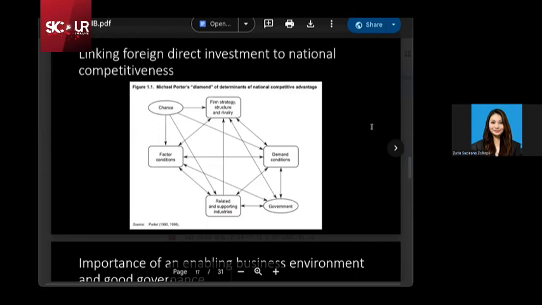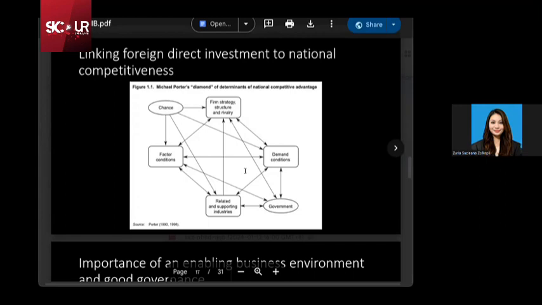Okay, so these are the determinants of national competitive advantage, to determine which of these factors your country favors or dominates: factor condition, market condition, related and supporting industry, or firm strategy, structure and rivalry. So under Michael Porter's framework, you have to analyze these conditions or factors to determine the best location, or the best country for you to invest in, or to do your FDI.